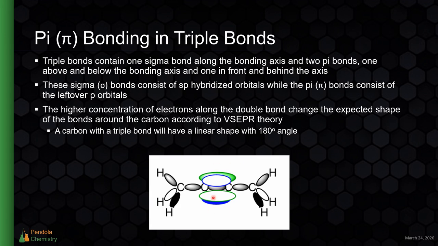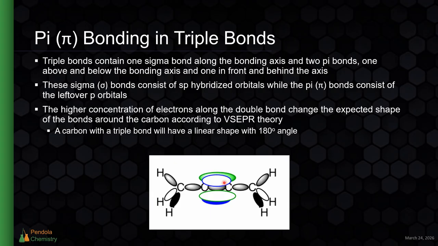Now, when we look at the pi bonding, again, the sigma bonding is that gray area that we see here in the middle that's created by the sp hybrid orbitals. The green, which has 1 lobe of the pi bond in the front and 1 lobe in the back, is one of our pi bonds. And then the blue above and below is the other pi bond.